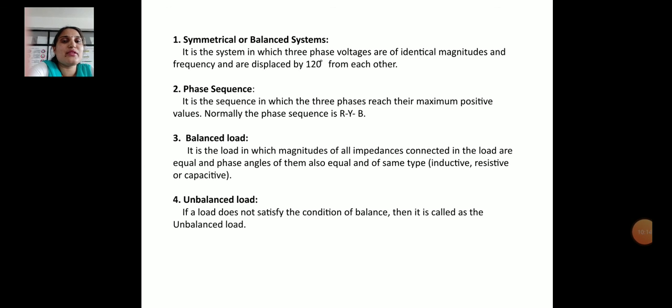So this is about some important concepts related to this polyphase system.